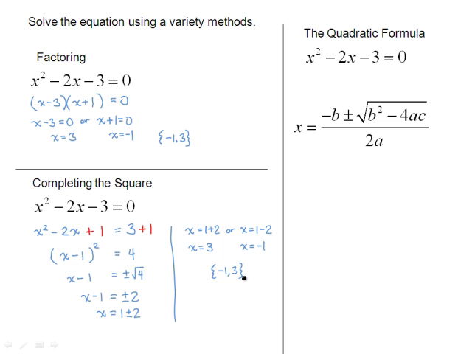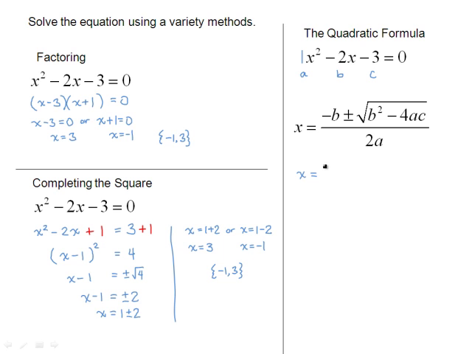Well, finally, let's use the quadratic formula. So when we look at the quadratic formula, the first thing we need to make sure of, as with the other methods, is that it's in standard form. It is. And we need to identify A, B, and C. So A in this case will be 1, B is -2, and C is -3. Once you identify A, B, and C, it's a matter of just substituting into the formula.